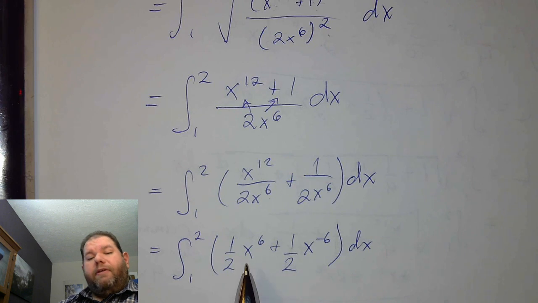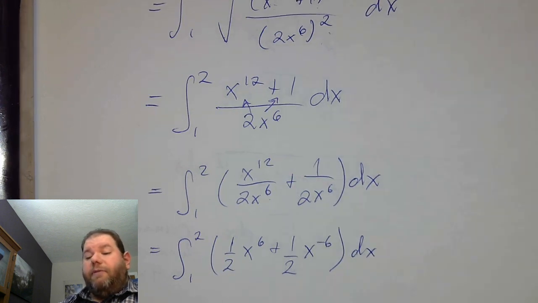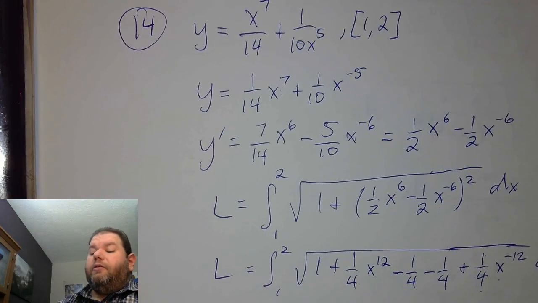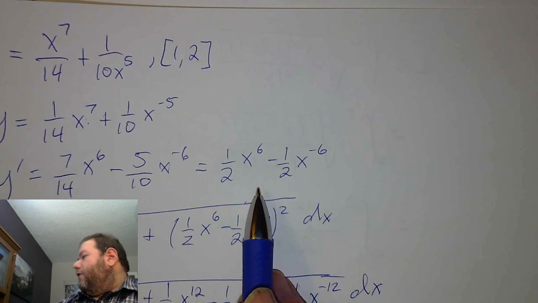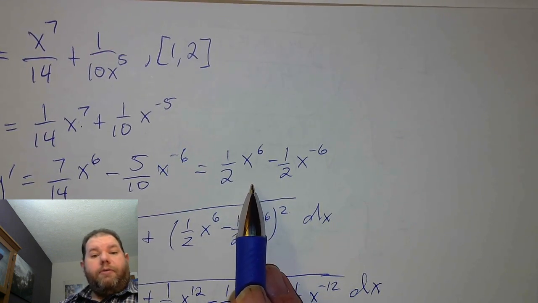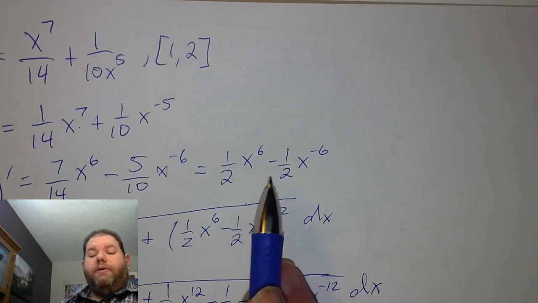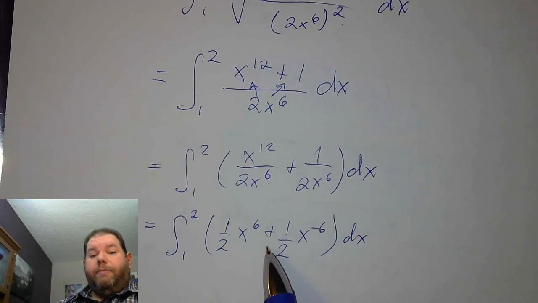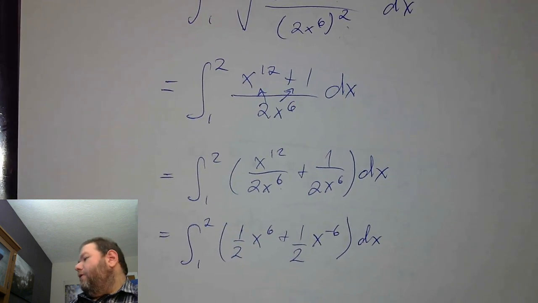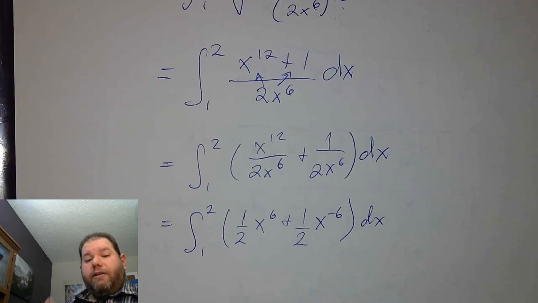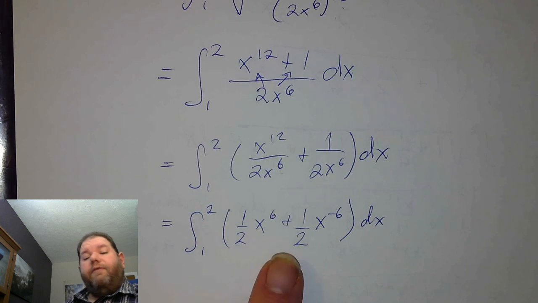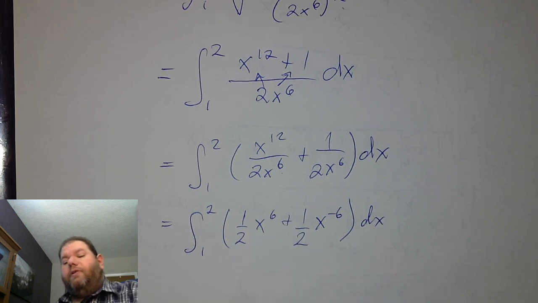Now, you may say, hey, this looks familiar. Well, it does look familiar. That was our derivative, y prime. Almost, because here it's minus and here it's plus. So it's going to have almost exactly the same integral. It'll just have a different sign between the terms.